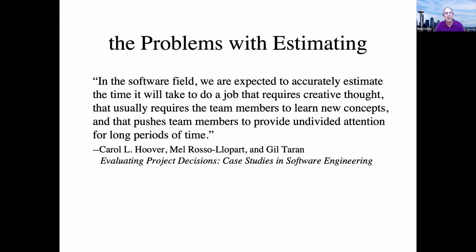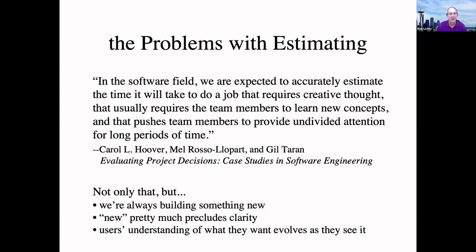So the problems with estimating are that, and this is a textbook description, in the software field, we're expected to accurately estimate the time it will take to do a job that requires creative thought, that usually requires the team members to learn new concepts, and that pushes team members to provide undivided attention for long periods of time. And not only that, but we're always building something new. If we weren't building something new, we ought to have bought it. Build versus buy. If it's not new, buy it.